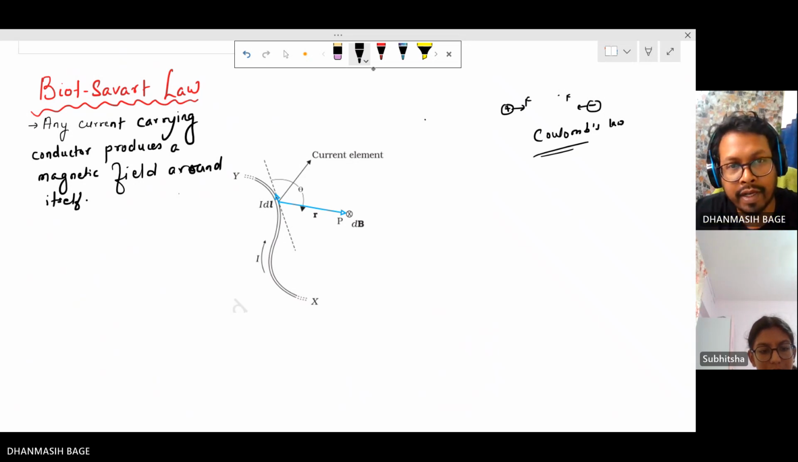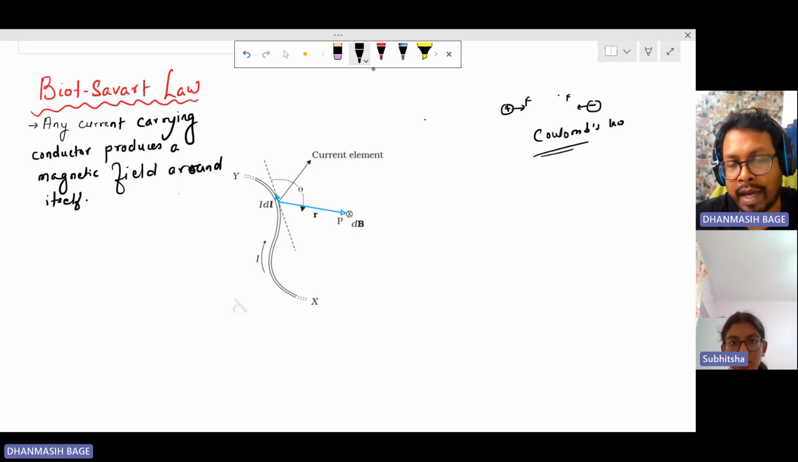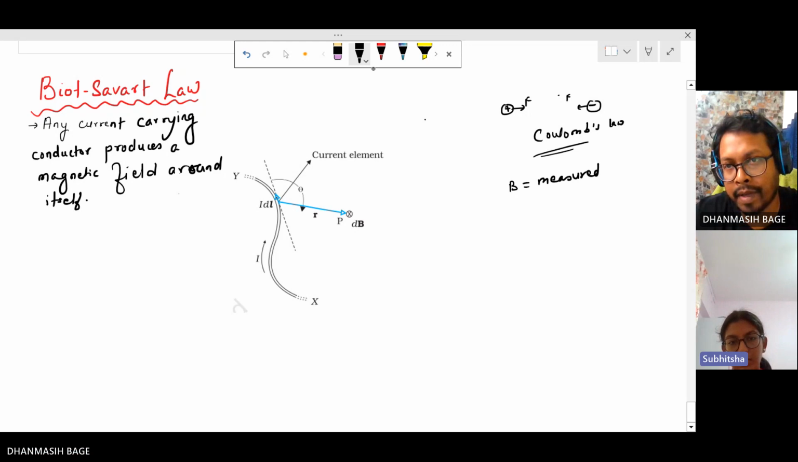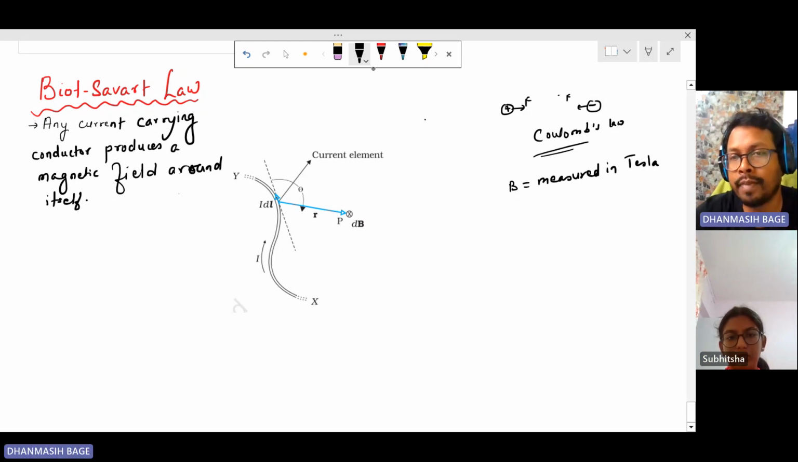Similarly, if a current carrying conductor produces a magnetic field around itself, then at any point exactly how much field is produced by the current carrying conductor is given by Biot-Savart. That's it. How much magnetic field? How do we measure the magnetic field? Magnetic field is measured in Tesla, right? Yes, sir. Measured in Tesla. So exactly how much magnetic field?